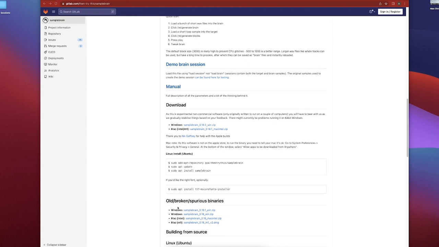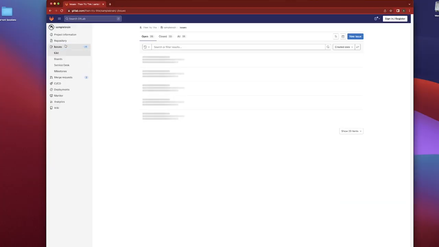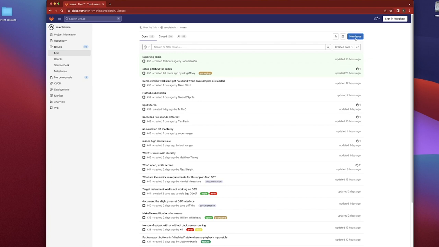And I also see an old broken spurious binaries. So if you had one of those and you had no success in installing the app, please try the new one because they clearly updated something. There were a bunch of people reporting having no sound and not managing to install the app. Have also a look at the issues tab here in the repository. And if you're still having trouble, please submit an issue. I'm sure that this will help the team make the app better.